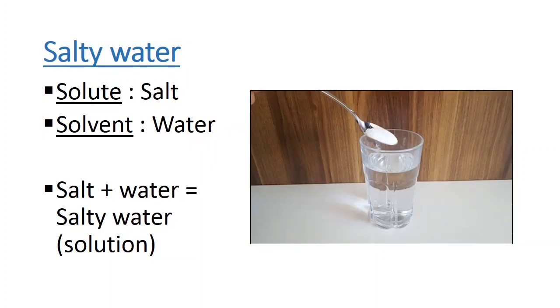Here you can see a picture of a glass with water and we are adding salt in it. So here we are adding salt in the water and we are completely dissolving that salt in water. So we are mixing salt with the water. So we can say that here salt is the solute. Why? Because salt is going to get dissolved in the water. So the substance which gets dissolved is called the solute. So here salt is the solute.